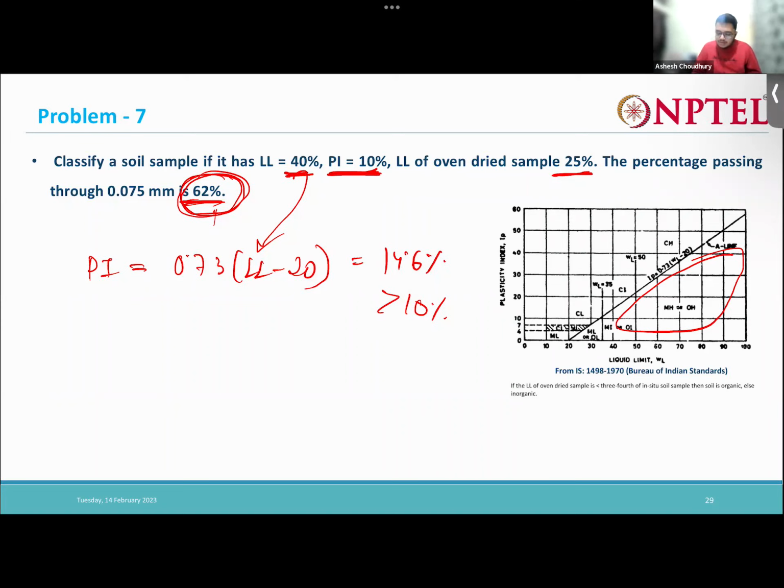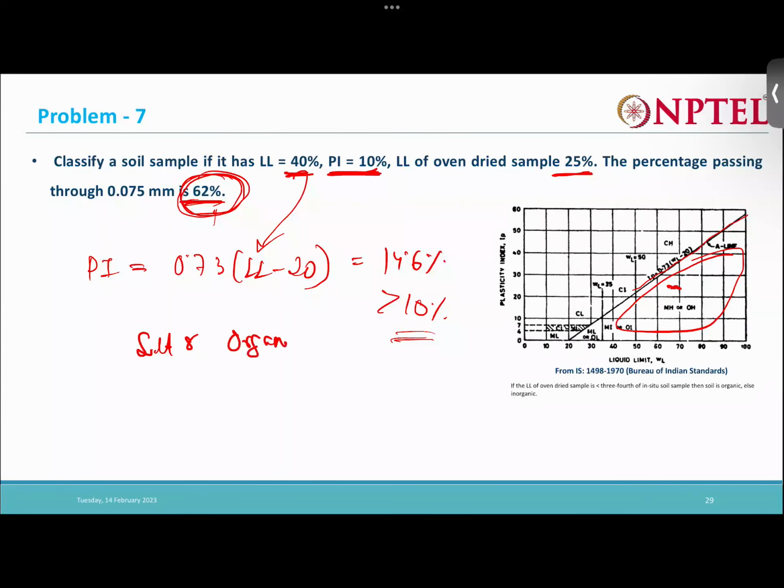Correct? At a liquid limit of 40%, the A line gives 14.6%, and our plasticity index given is 10%. So our soil is below the A line. So the soil is nothing but either silt or organic. Okay, it is either M or O.